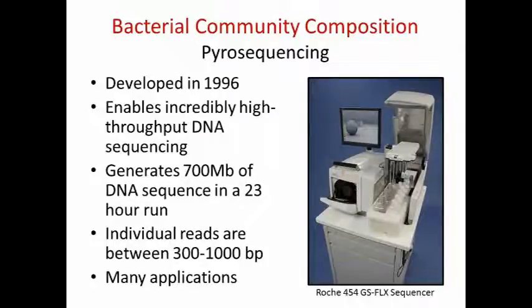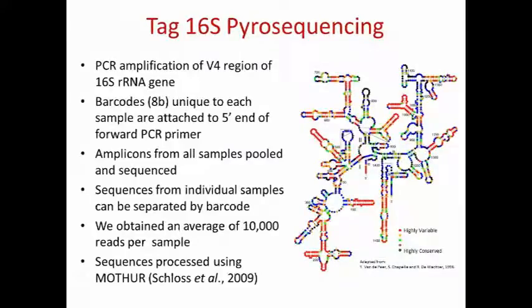The runs are relatively short. I should have changed this; the 1,000 is ridiculous. The company says that, but it's more like 300 to 400 base pairs you can get from a run. And it's got many applications, like I said, a lot of it being in genome sequencing. But microbial ecologists like me have developed a little trick that we can use to make this assay really useful for doing population surveys. And this is known as tag pyrosequencing.